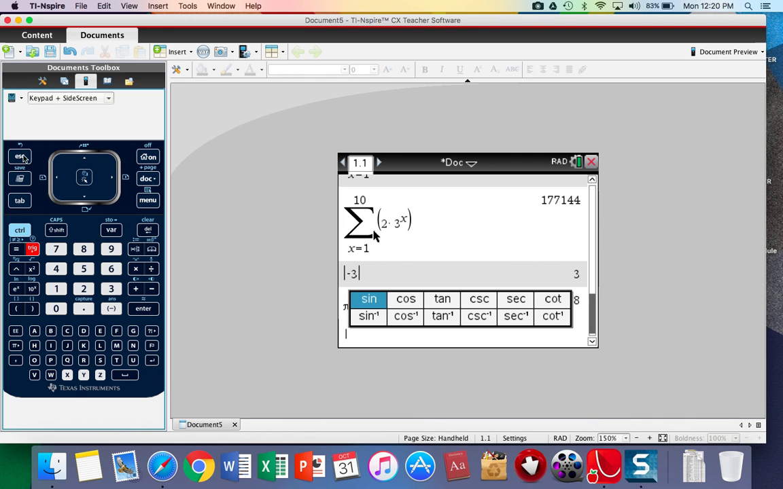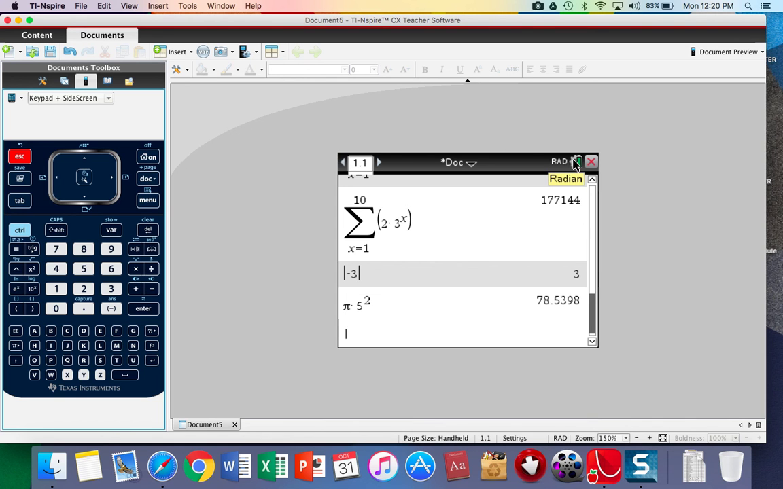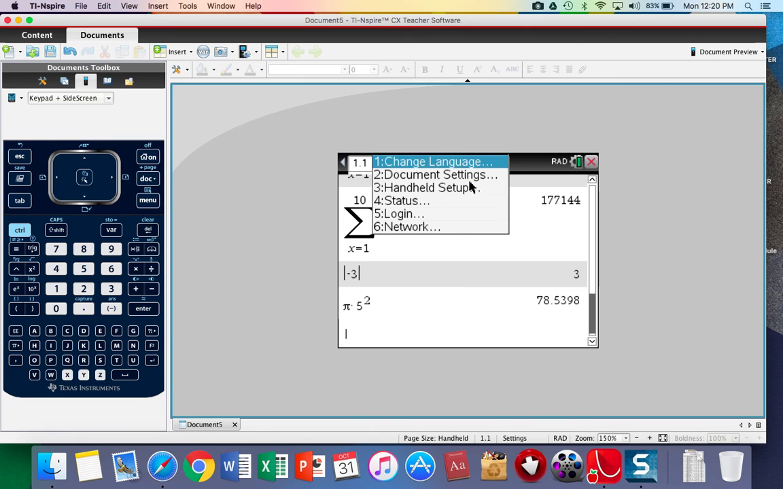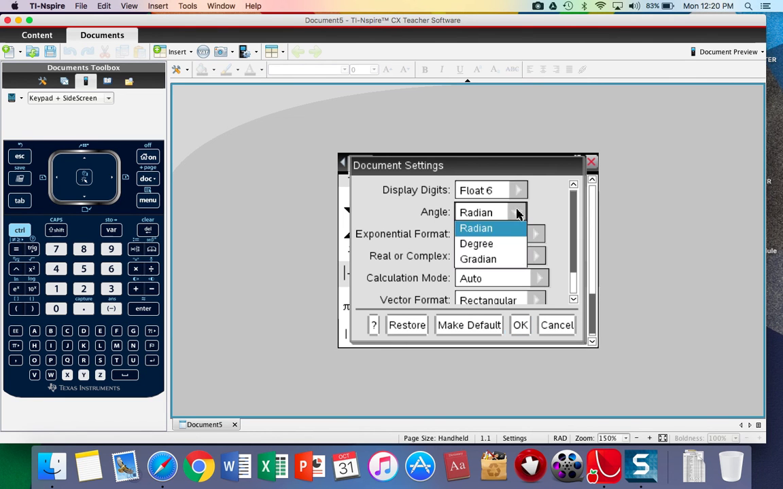So what do you do? Press escape. Press this option, go to document settings, and then you can make the angle degrees. See, you can either make it default. If you make it default, every time you switch on the calculator, it will be in degree mode. If you don't make it a default, it will always be in the radian mode.